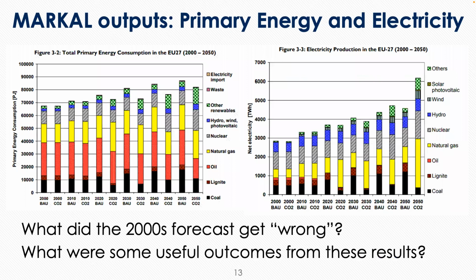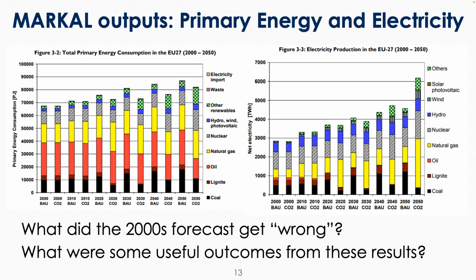If you dig a little bit deeper, looking at some of the outputs for total primary energy consumption, particularly in the EU, we can think about where these forecasts got it wrong, but then what sort of useful things came out of it. So what do you guys think in terms of discrepancies? There are two scenarios here. There's a business as usual, and then there's a scenario trying to meet some kind of CO2 target. So we could maybe just focus on the BAU.